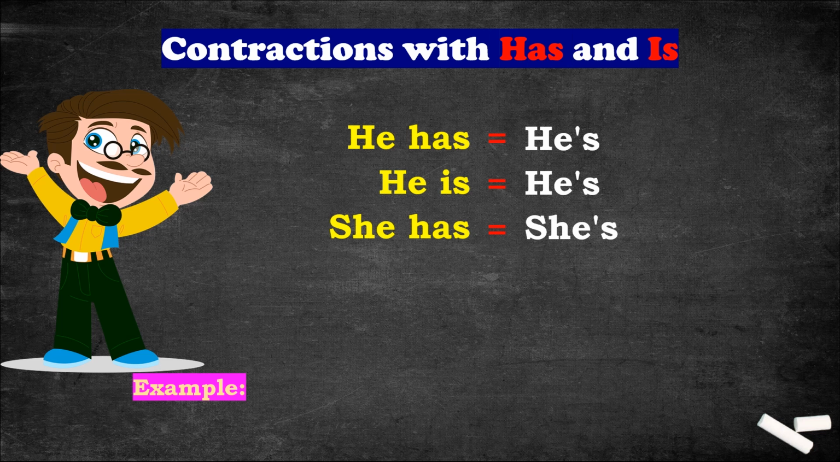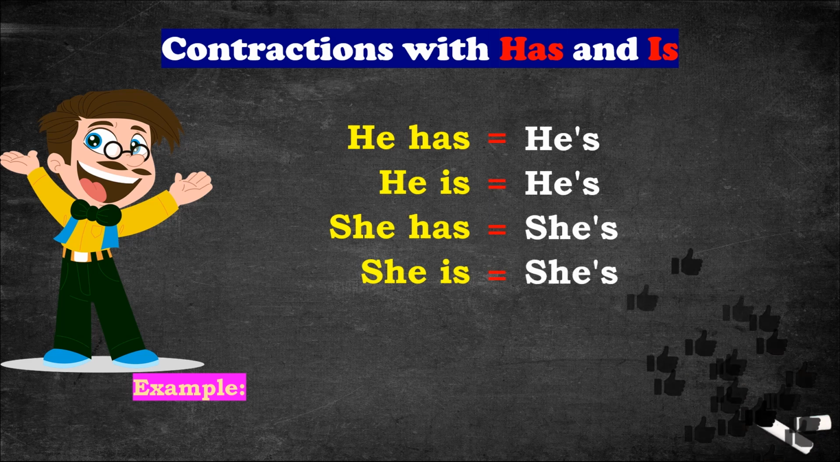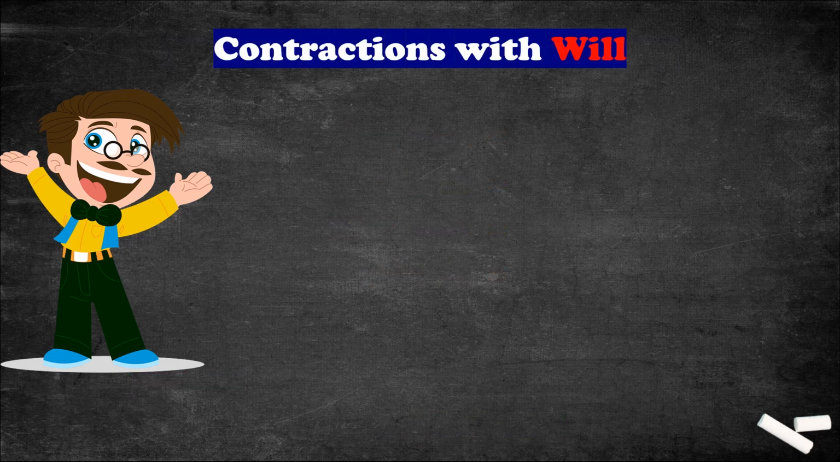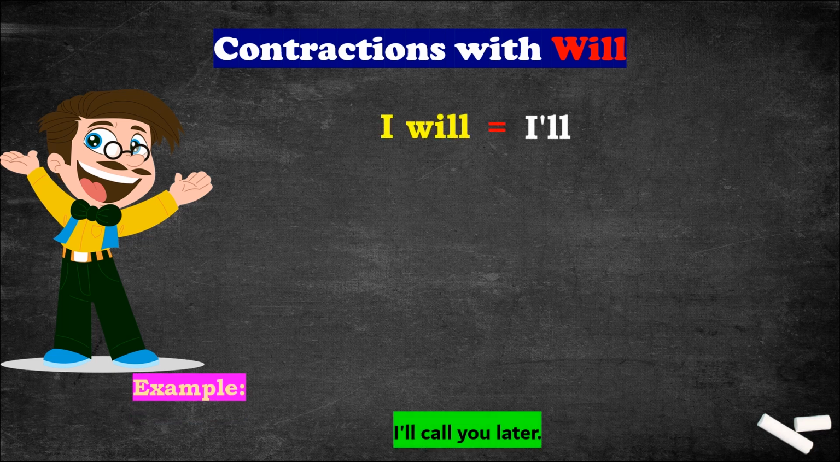She has, she's. She's visited Japan. She is, she's. She's my best friend. Contractions with will. I will, I'll. Example, I'll call you later.